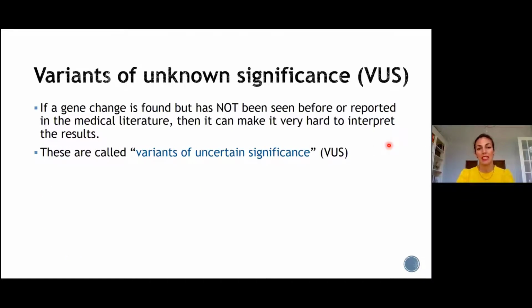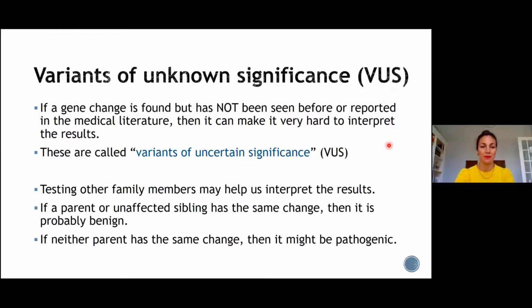Sometimes if we're doing a genetic test and we're reading every single letter of a gene, we find a change in a gene but we haven't seen it before, or it hasn't been reported in the medical literature, and that can make it really hard to interpret. And so these are often called variants of unknown or uncertain significance, or a VUS. We see this very, very often where we find a change, but we don't necessarily know if it's benign, meaning it's probably unlikely to cause any problems, or pathogenic, which means it most likely causes a disease or a condition.